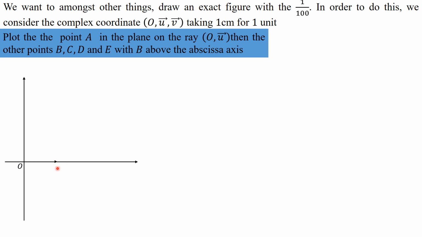Now this is the direction of the vector U, that's a complex coordinate in the horizontal direction. Since the point A is along that plane, along the ray OU, it means the point A is going to lie on the horizontal axis. Now what about the point B? It is above the abscissal axis, meaning it is above the horizontal axis, so it is either in this position or in this position, but according to our figure it should be in this position.